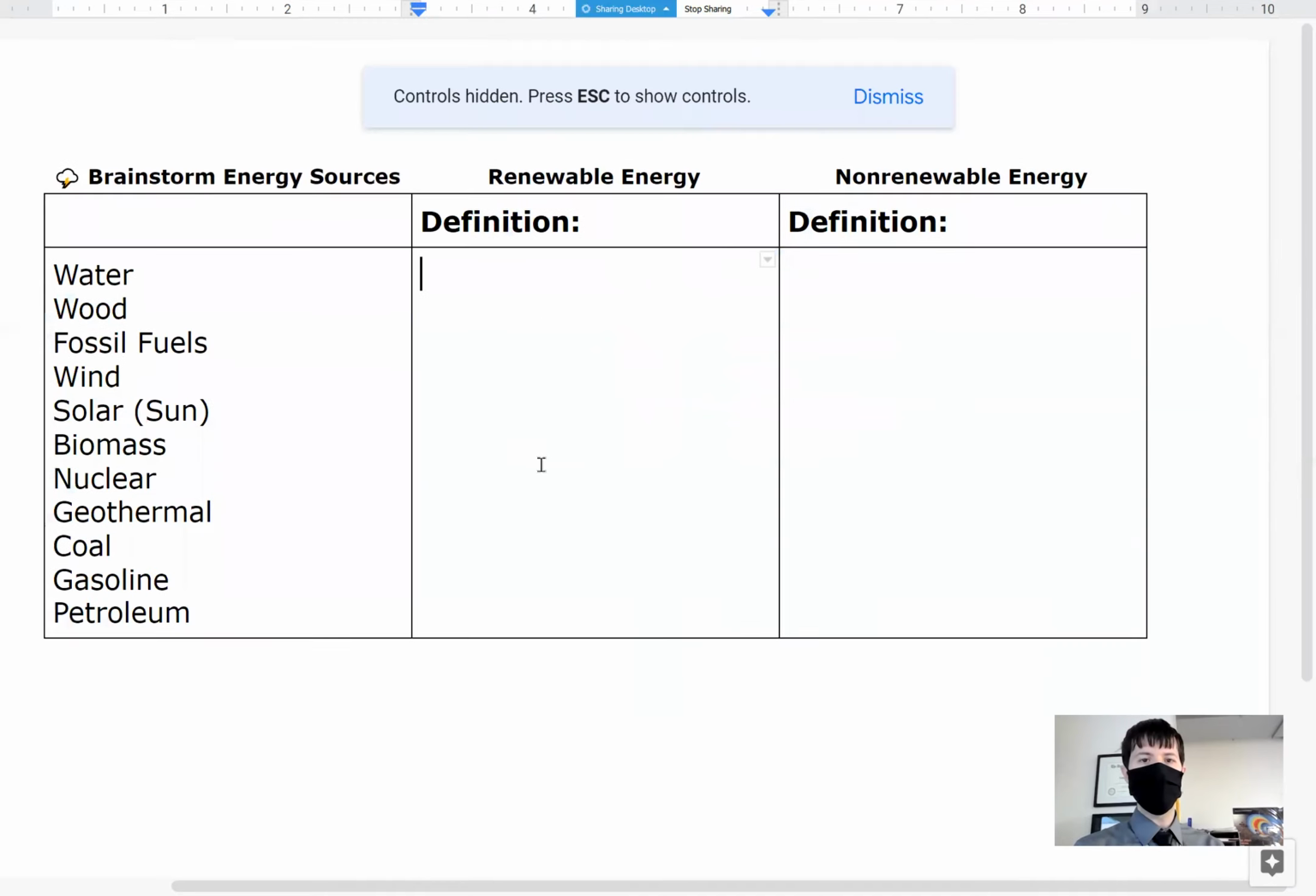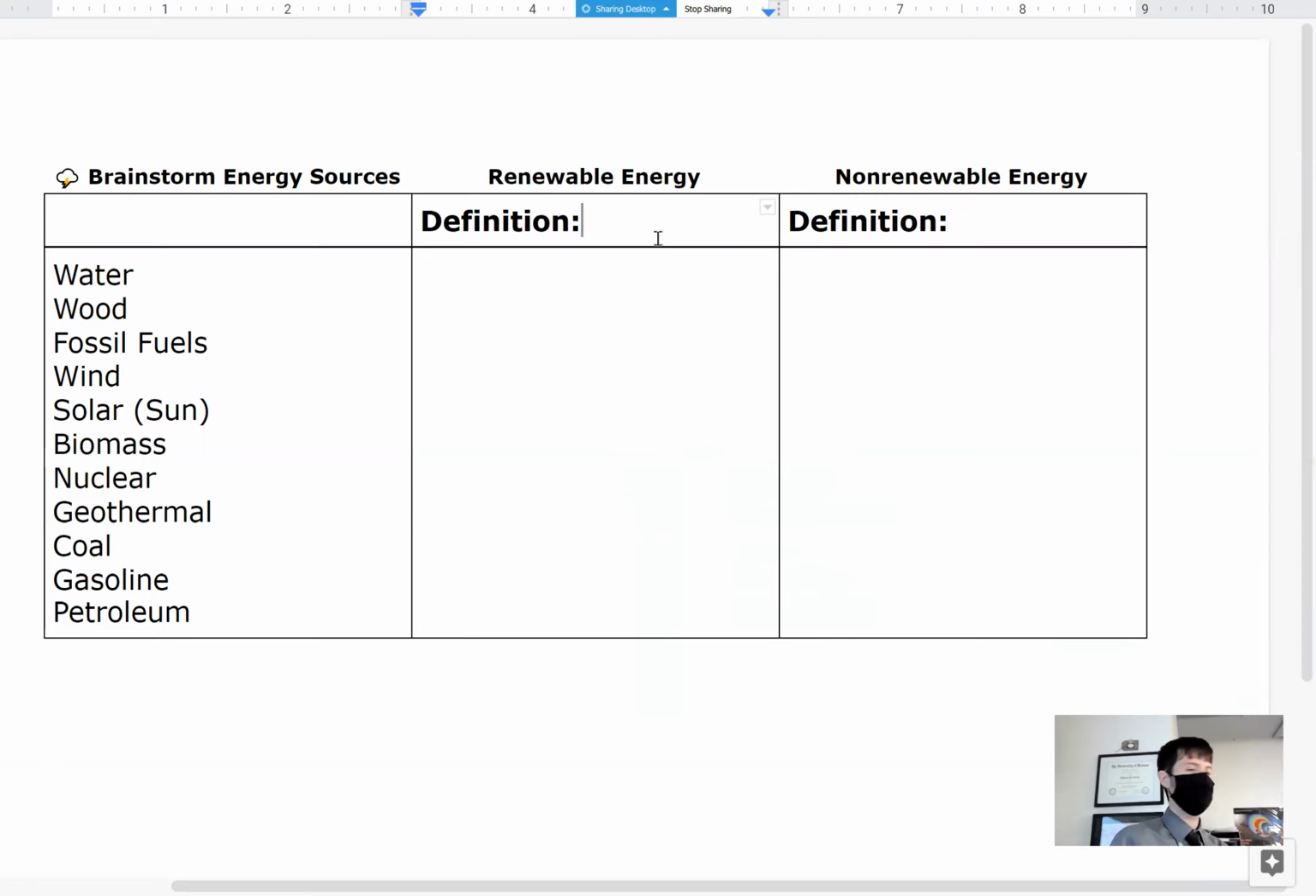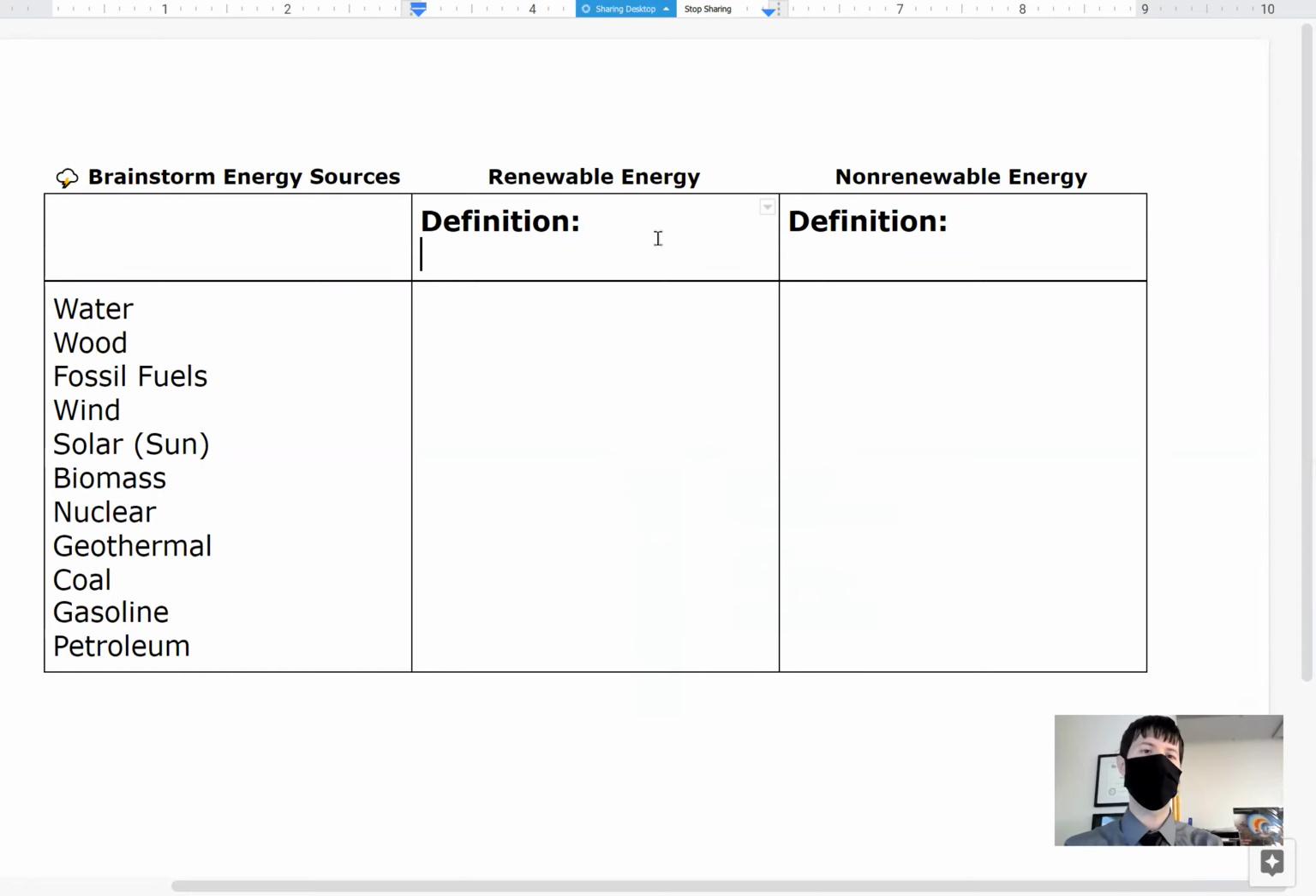So we're going to talk about renewable versus non-renewable. So renewable energy, non-renewable energy. Did anyone pick up the definition of renewable energy as they were reading? Yeah, renewable energy, you said renewable, right? Yeah, so there are resources that can be replaced as quickly as they are used.